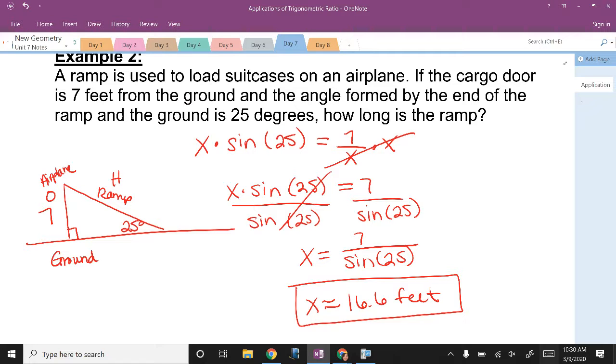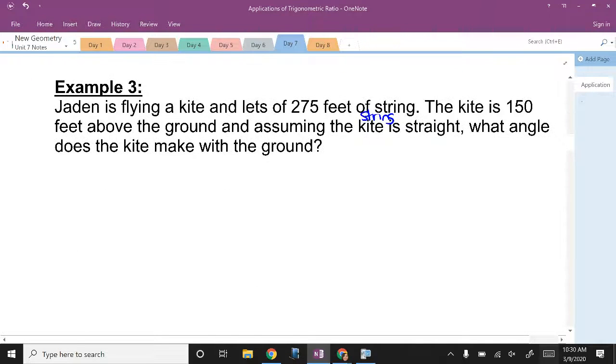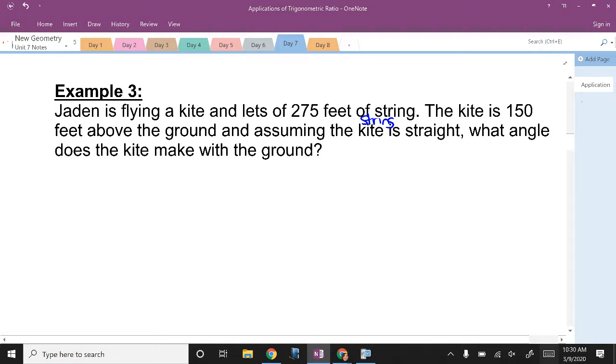Okay, let's do number 3. Jaden is flying a kite, and that should be off, right? Typos all in this problem. Lets off 275 feet of string. Okay, so here's Jaden down here. She's got a ponytail. She's flying a kite.